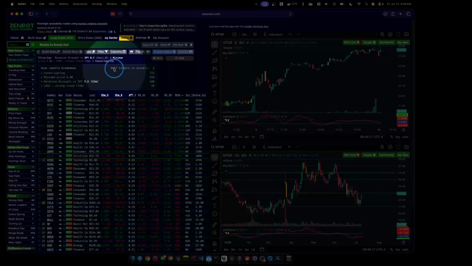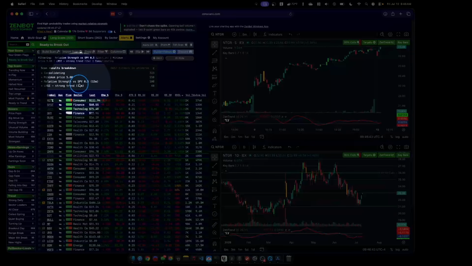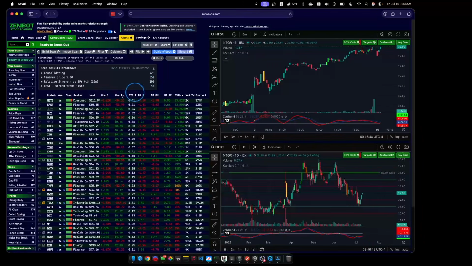So it explains that there are 6,600 tickers available in the ZenBot universe. Of those, 723 are consolidating on the 5-minute chart. There are 550 that are $5 or more. There are 100 of those that are strong relative to SPY, and 48 of those are trending. And that's what you see here, the 48 results. So a really nice way to understand why your scan works the way it does.